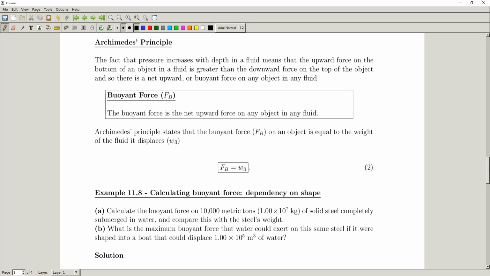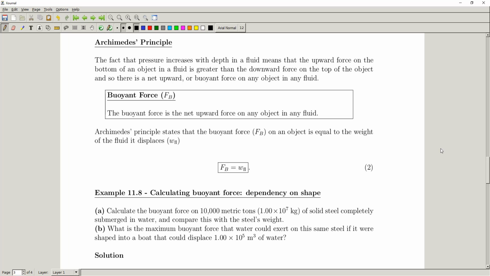We're now going to move on to Archimedes' principle. And so when we're thinking about Archimedes' principle, generally we want to have in our minds things floating, the buoyant force, objects floating in water, things like that. Okay, so let's start off here. The fact that the pressure increases with the depth in a fluid means that the upward force on the bottom of an object in a fluid is going to be greater than the downward force on the top of an object.